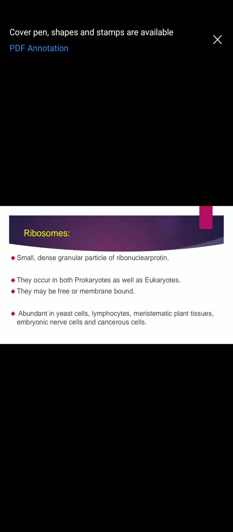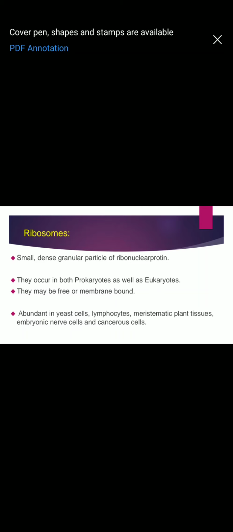In actively dividing cells, which have an active role in metabolism, we find a large number of ribosomes. Like we have seen, a large number of ribosomes occur in yeast cells, meristematic plant cells, lymphocytes, embryonic nerve cells, and cancerous cells, because they are actively dividing cells.